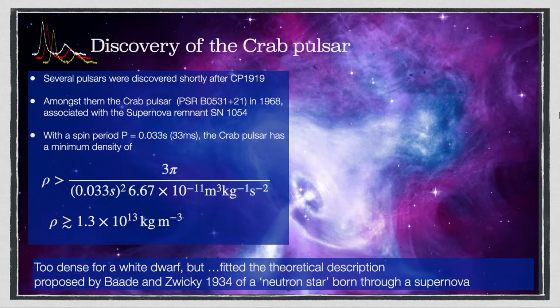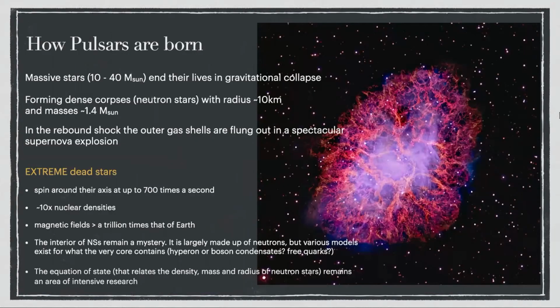So this was a theory proposed by Baade and Zwicky, in which they describe how through the process of a supernova explosion, they expect this strange neutron star to remain behind. And so today, of course, we know that that's exactly how pulsars are born. So if you start with a star that's quite massive, not too massive that it will collapse to a black hole, but massive, between the range of 10 to 40 times the mass of the sun.